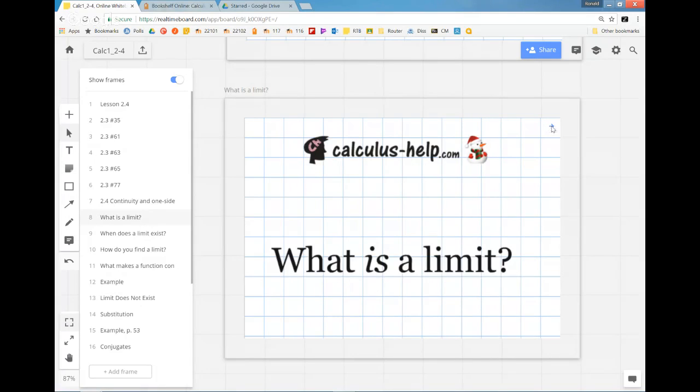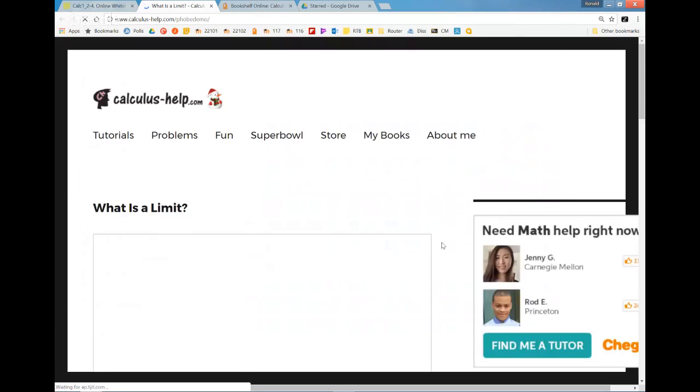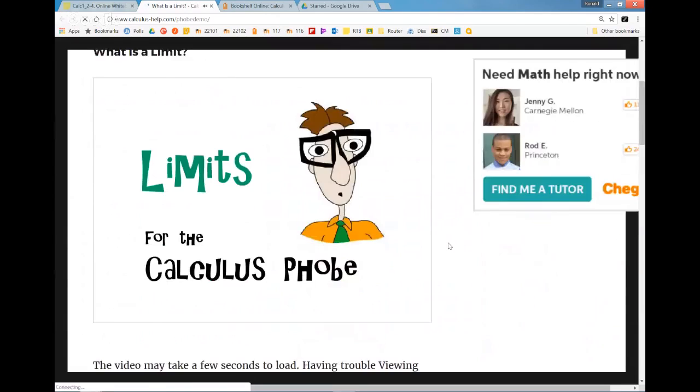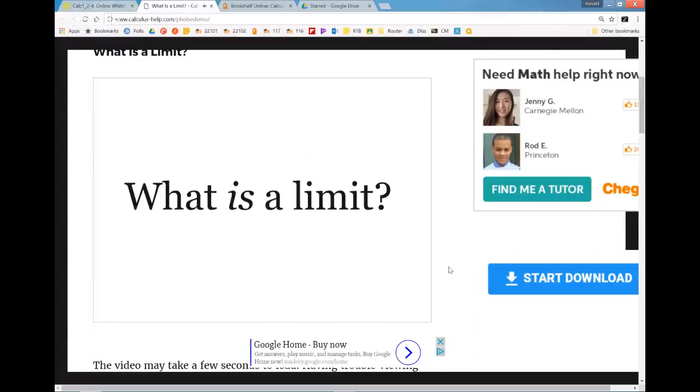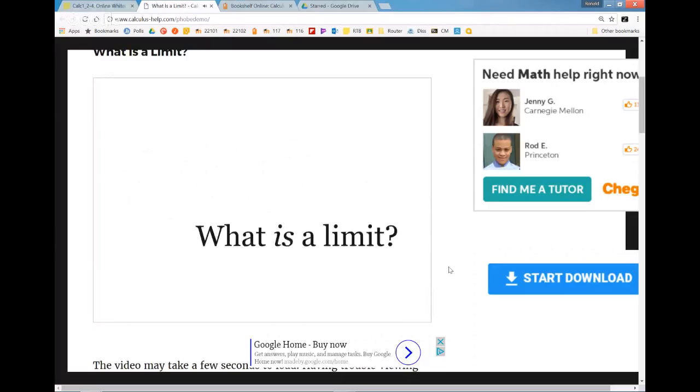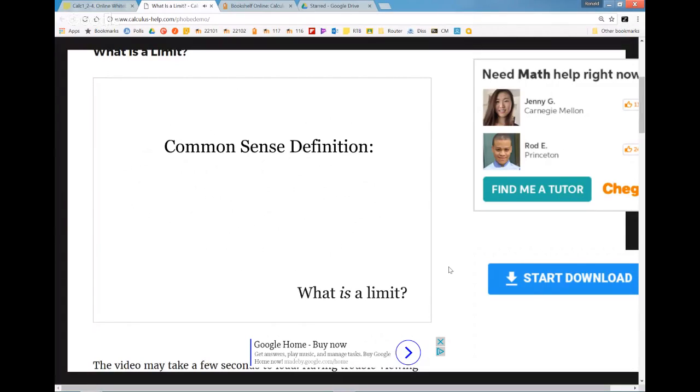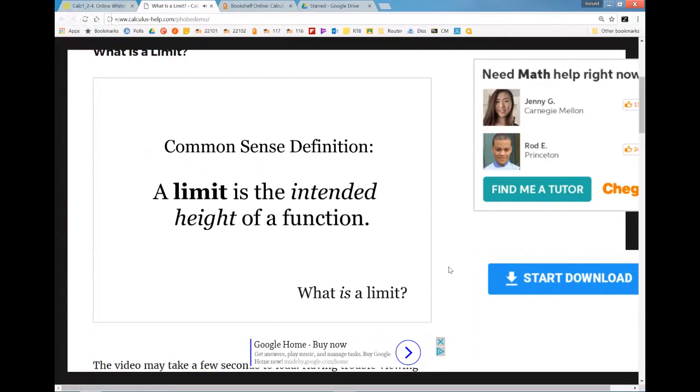What is a limit? You may have heard a lot of talk about limits, but the plain fact remains, most people don't understand what a limit is. So for now, we're going to focus on what is a limit. In basic terms, a limit is a height that a function intends to reach. That's pretty important, so let's say it one more time. A limit is the intended height of a function.